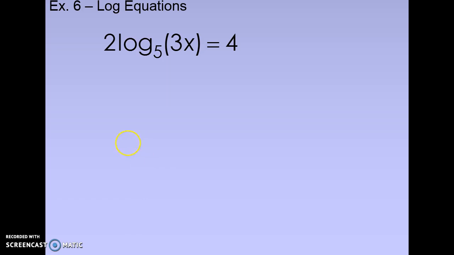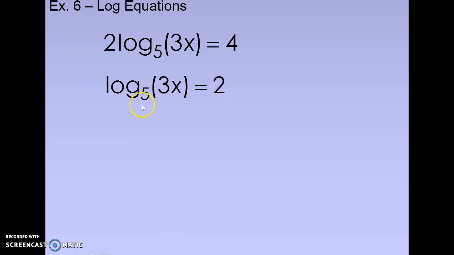Let's look at one more example before our time runs out. We have 2 times log base 5 of 3x equals 4. Let's divide both sides by 2. We now have log base 5 of 3x equals 2.